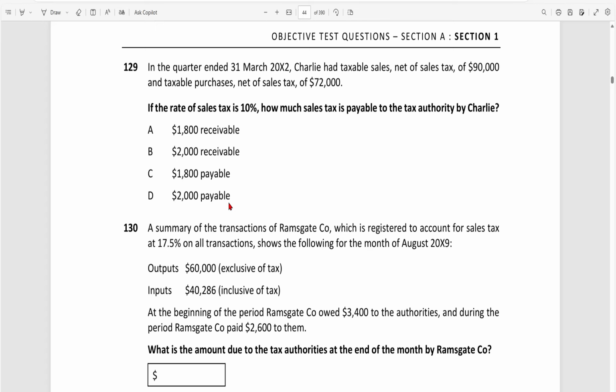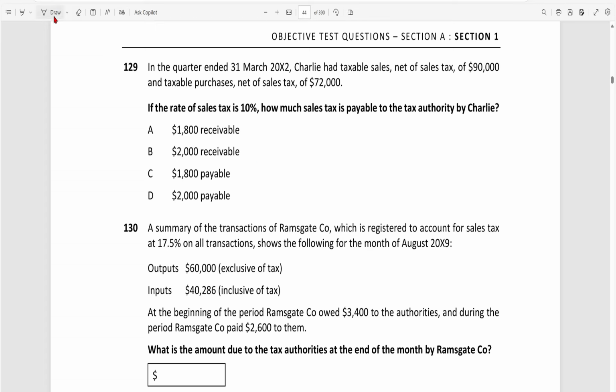Okay, so the next question is, in the quarter ended 31st March 20x2, Charlie had taxable sales net of the sales tax of 90,000. Taxable purchases net of the sales tax are 72,000. Here you can see the sales tax rate has changed. That's why I said please look at the sales tax rate in each question, because it might be different as we are practicing. So that's very important. If the rate of sales tax is 10%, how much sales tax is payable to the tax authority by Charlie?